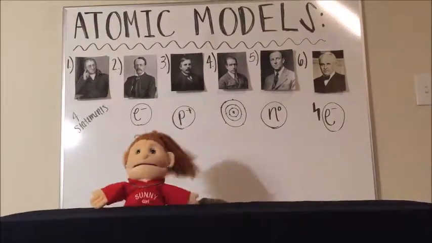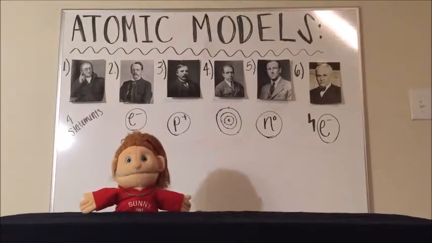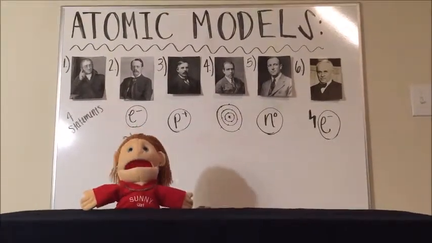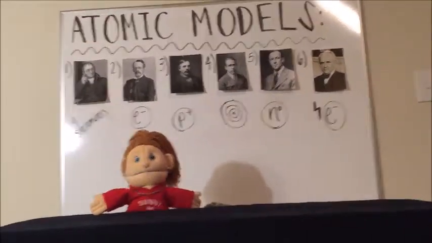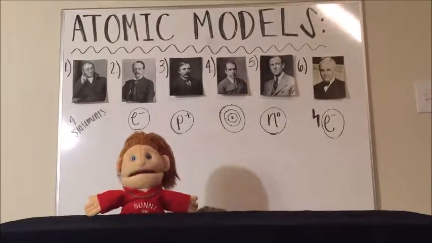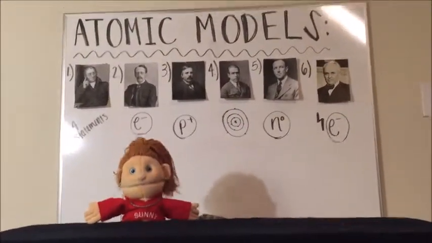Fifth is Chadwick, who discovered the neutrons that had no charge and were found in the nucleus. And last is Millikan, who discovered the charge of a single electron with his oil drop experiment. These are just a few of the many scientists who developed this theory.